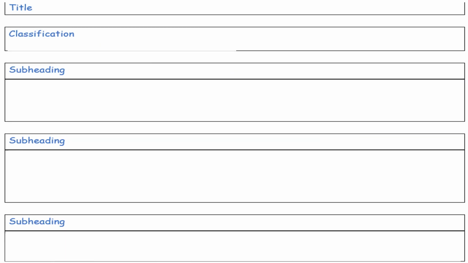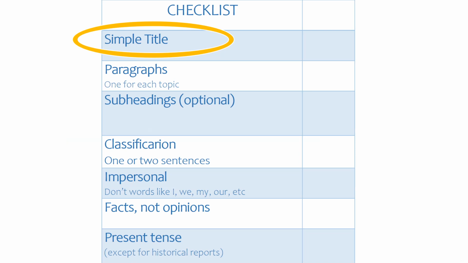For this example, I will be using this template. Lots of English workbooks have templates like this, but if you want to draw your own, it's really just a few boxes. But make sure to give yourself plenty of space in each box. The first thing to choose is our topic. This will be the title of the report.